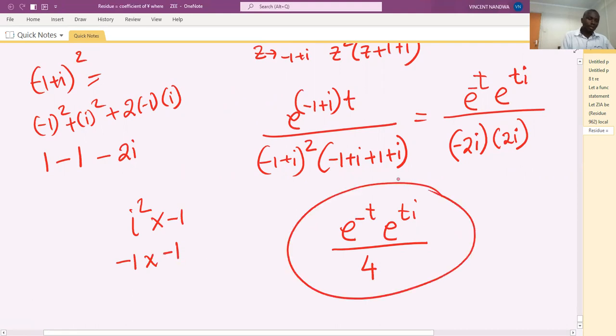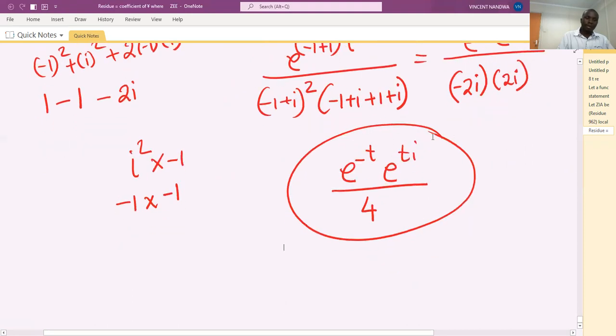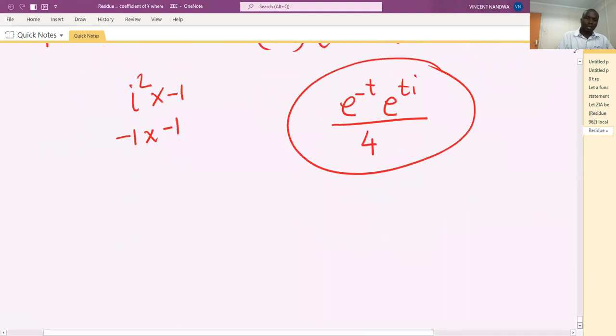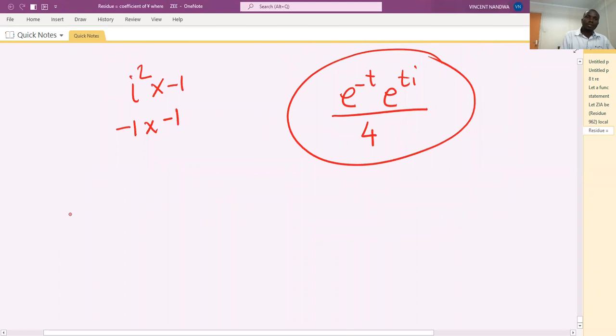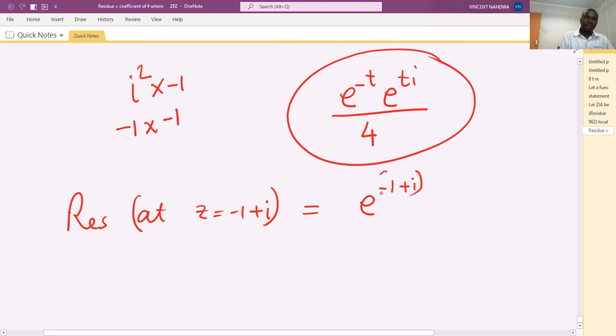So this will be the residue of that given function. So the residue at z equals -1 plus i is given by e raised to the power (-1 plus i) times t divided by 4.